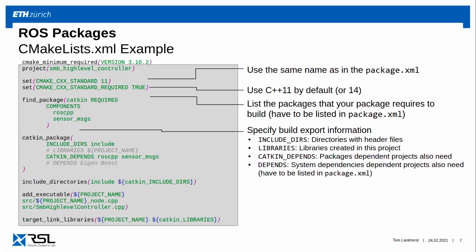And finally, there's an entry that would allow us to depend on non-ROS dependencies like Eigen or Boost. Also, this is not always the case. So in this case, it's commented out.